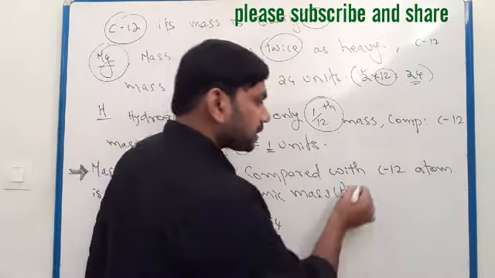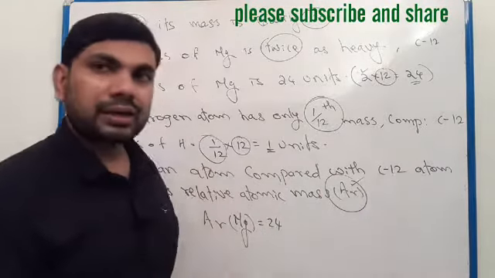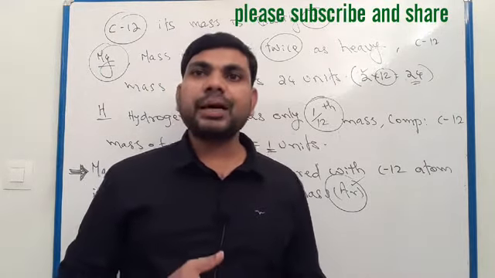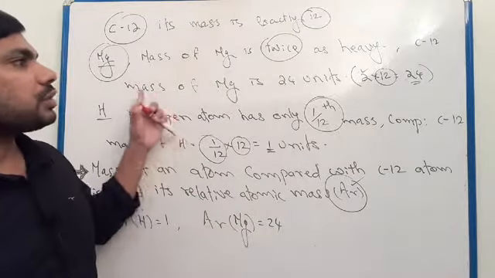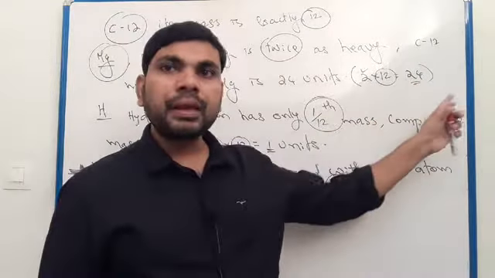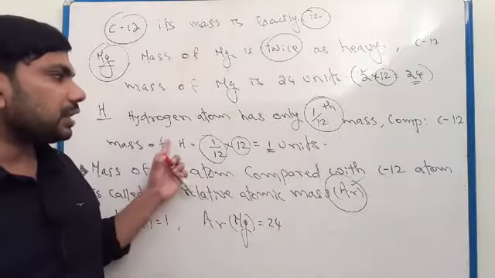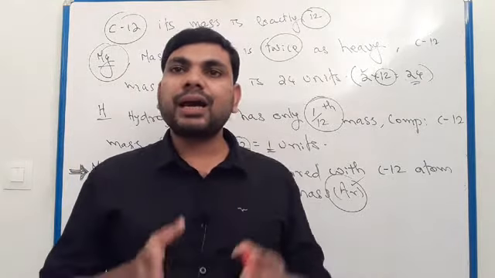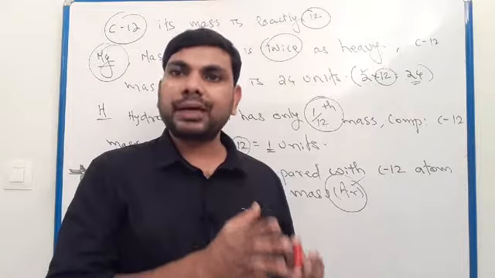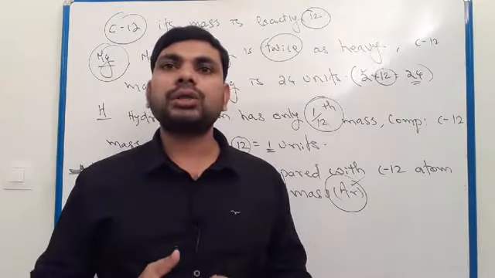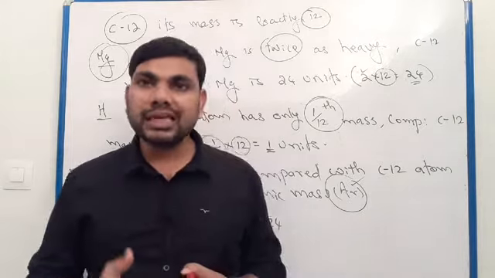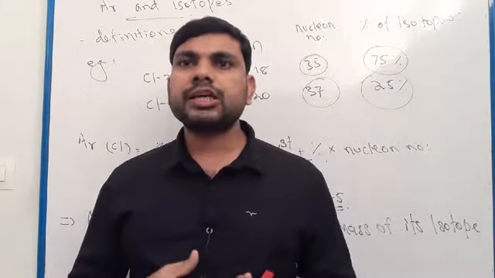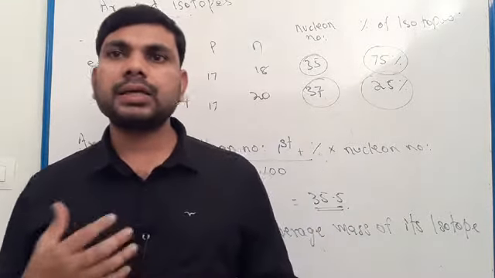Relative atomic mass is represented by Ar. So the relative atomic mass of magnesium is 24. The relative atomic mass of hydrogen is 1. So what do you mean by relative atomic mass? The mass of an atom compared with carbon 12. This mass of an atom is called relative atomic mass. Clear?